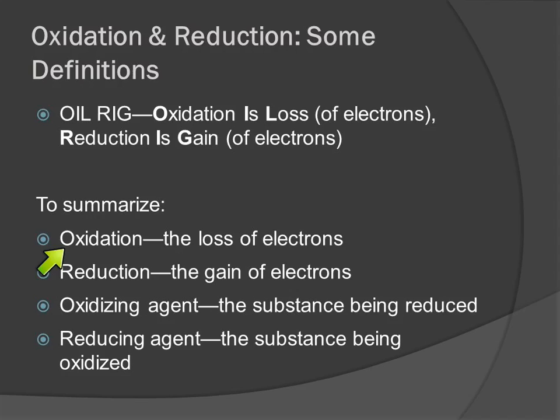So an oxidation is the loss of electrons. A reduction is the gain of electrons. An oxidizing agent causes something else to be oxidized, so it is reduced. The reducing agent causes something else to be reduced. The reducing agent is oxidized.